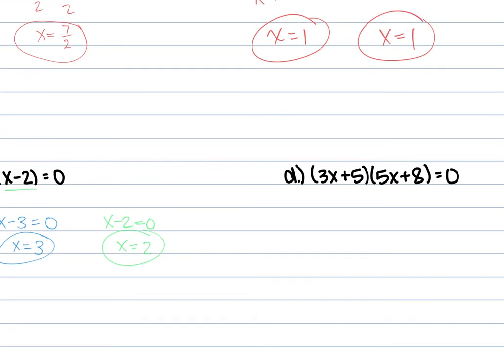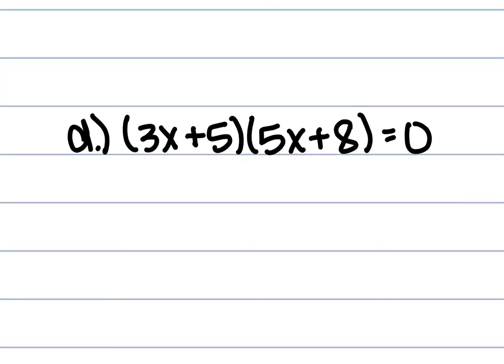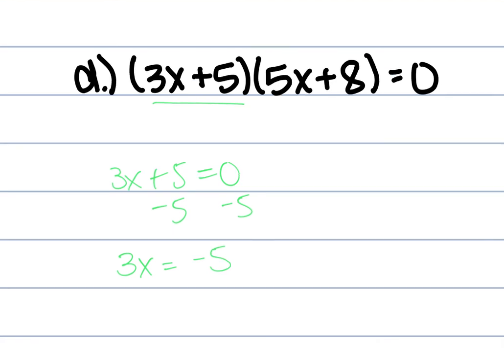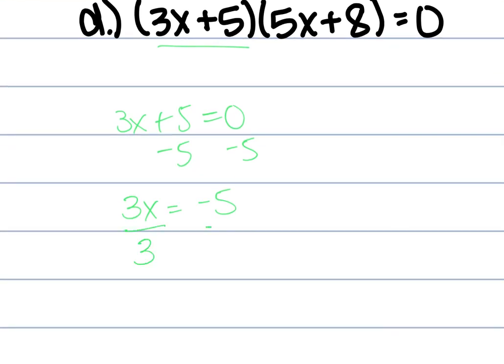3x plus 5 times 5x plus 8 equals 0. What do I do? Daniel. First you do 3x plus 5 equals 0. Then subtract 5 both sides, and you get 3x equals negative 5. Divide by 3 both sides, and then you'll get x equals negative 5 over 3. Beautiful.